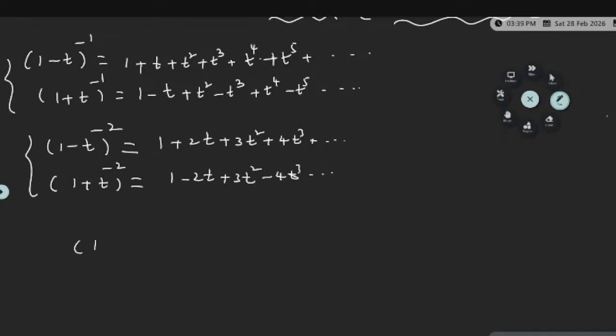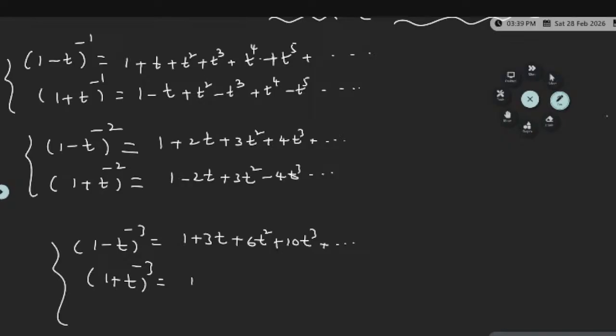Now 1 minus t whole power minus 3: 1 plus 3t plus 6t square plus 10t cube. And 1 plus t whole power minus 3, come on, tell me. 1 minus 3t plus 6t square minus 10t cube. Here even though you have 6 formulas, the first formula is important. If you know the first one, it is easy to write the second one. If you know the third one, the fourth one will come. Fifth is based on, sixth is based on 5.